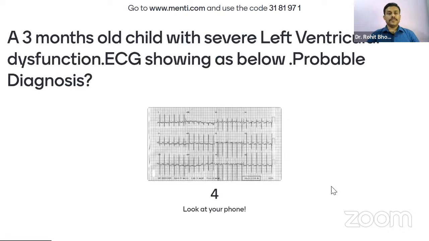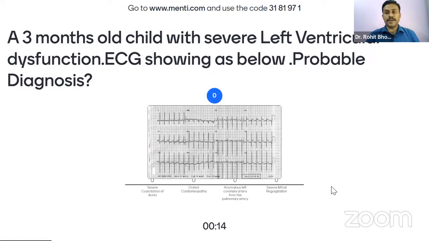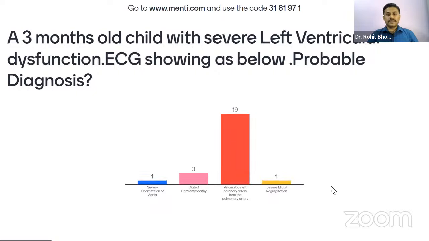A 3-month-old child with severe left ventricular dysfunction, ECG is as below. Probable diagnosis: severe coarctation of aorta, dilated cardiomyopathy, ALCAPA, severe mitral regurgitation. Nineteen people gave correct answer. This is ALCAPA.